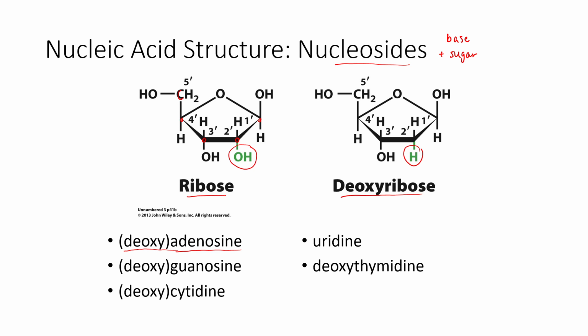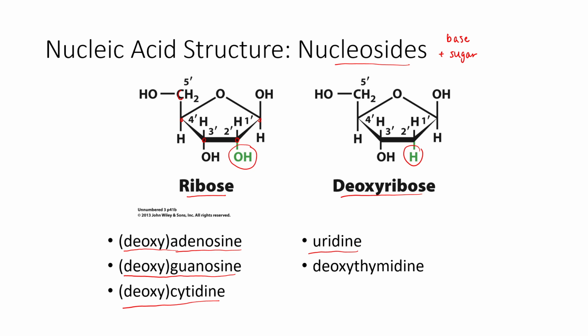Similarly, guanine, when it's in the nucleoside form, it's guanosine or deoxyguanosine. Cytosine becomes cytidine or deoxycytidine. And in the case of only RNA, as we mentioned before, uracil only is part of RNA, so there is no deoxy form when it's attached to a sugar, so you only have uridine, which is uracil attached to ribose. There is no such thing as a uracil attached to deoxyribose, at least in nature.